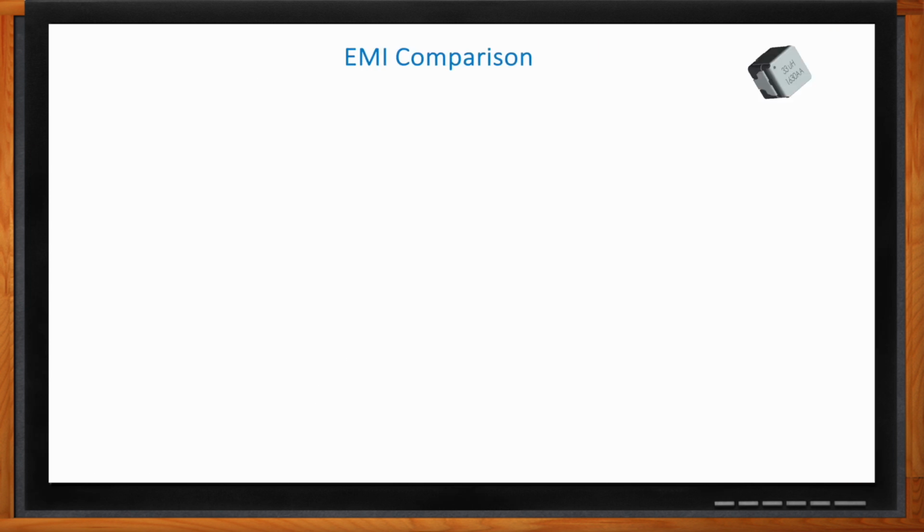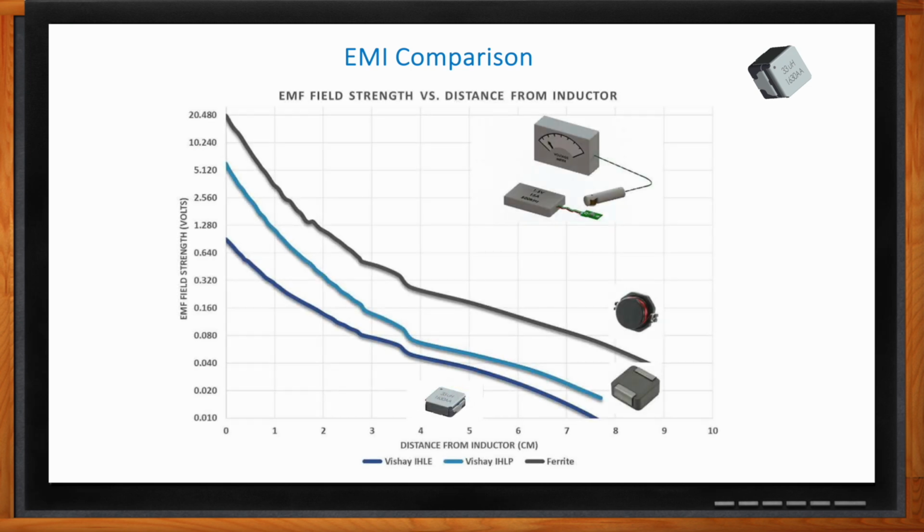Going further, I'll give you some more examples of how well the IHLE works. This is a graph of several different inductors that were measured for their EMI field with a DC to DC converter operating at 500 kilohertz, 15 amps, with 12 volts in and 1.5 volts out. So you can see that the ferrite inductor was the absolute worst. It had the highest EMI at 0 centimeters, which is on the x-axis, and then the field strength is on the y-axis. So it had 20 millivolts of E field that were present at the very top of the inductor.